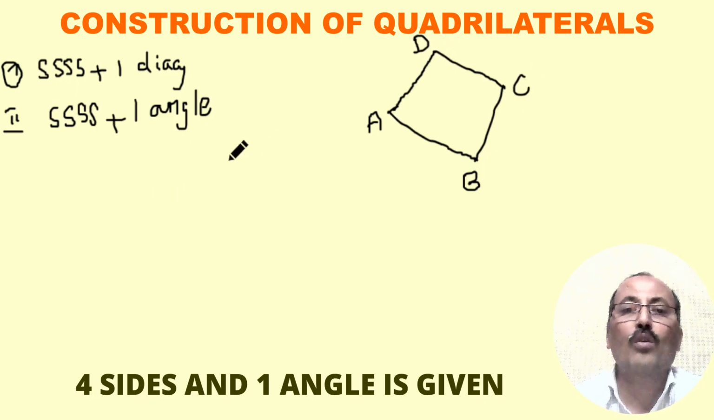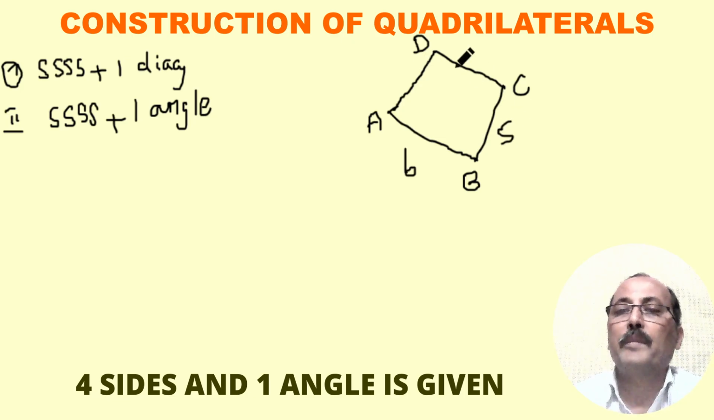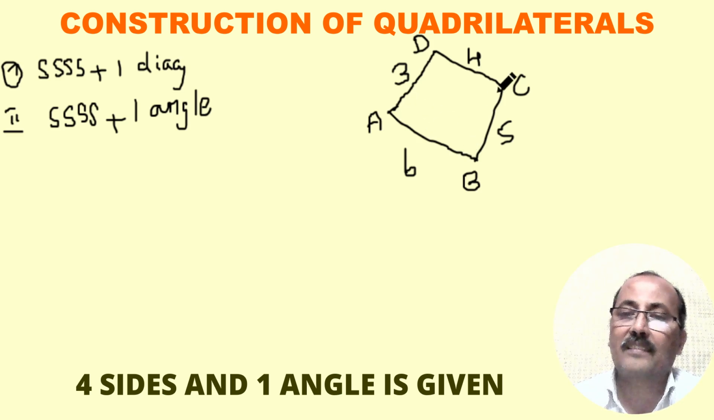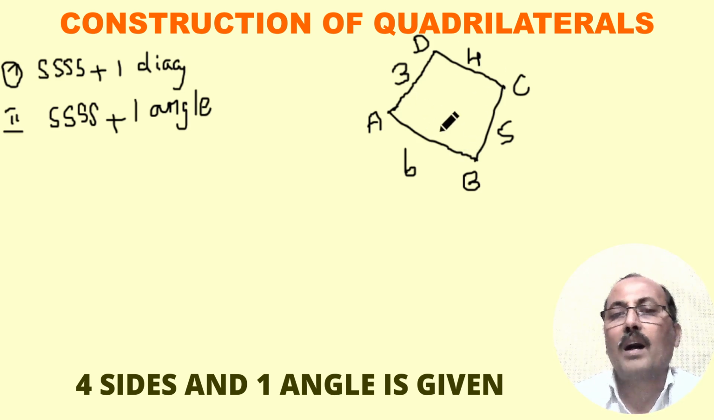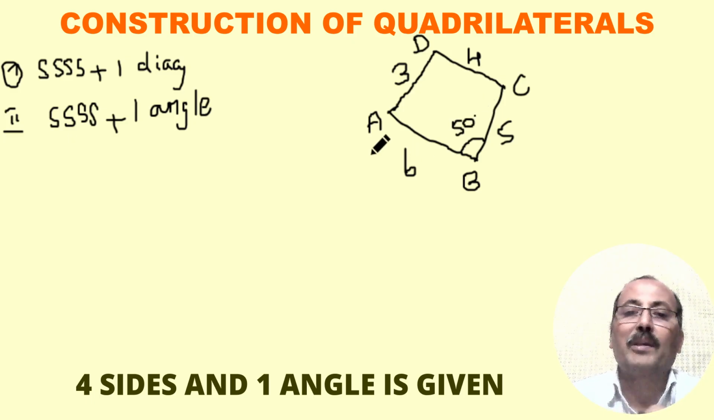According to this, 4 sides have to be given: 6 centimeter, 5 centimeter, 4 centimeter, 3 centimeter and 1 angle. Any one angle must be given, either this or this or this or this one. So I will mark at A or at B an angle of 50 degree. Let it be not big. I am choosing lesser angles because here the construction problem will come. But you can construct any angle.